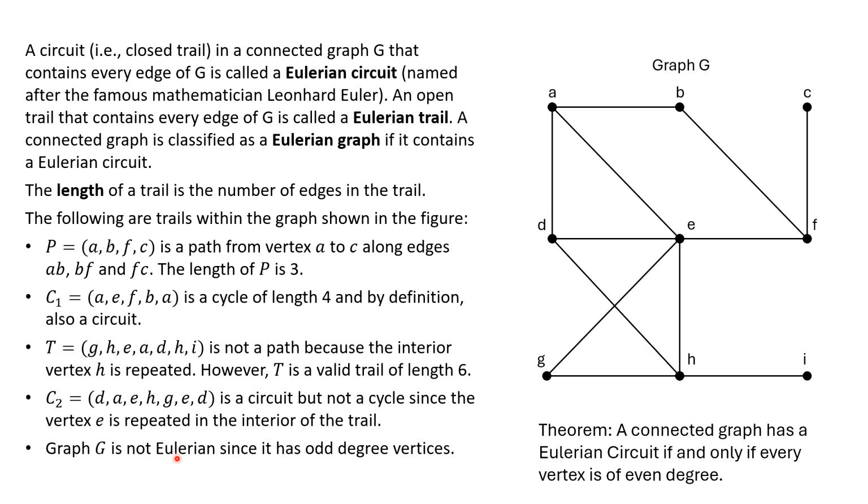And then we have one last thing to mention here. The graph G is not Eulerian since it has multiple odd degree vertices actually. For example, H, D, F. And we had a theorem going back to the lesson on examples, which I restated here. A connected graph has a Eulerian circuit if and only if every vertex is of even degree. So clearly that's not the case here.